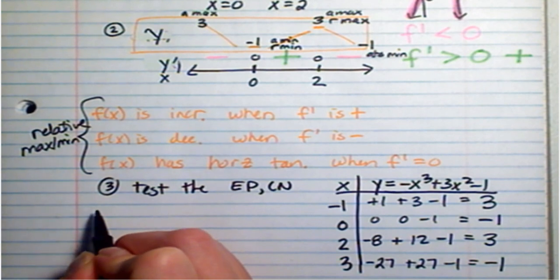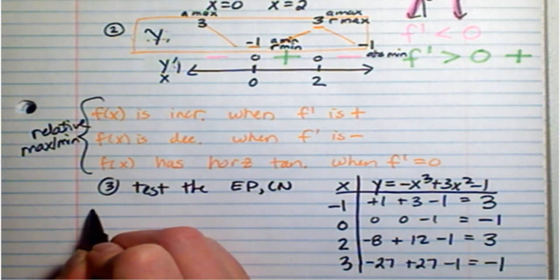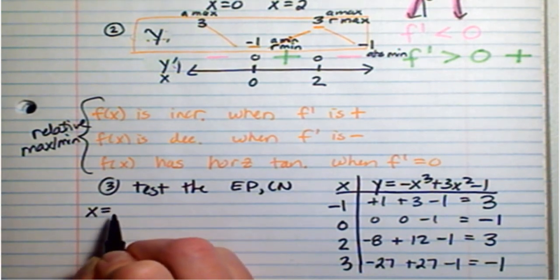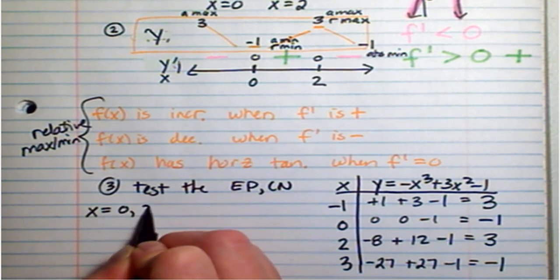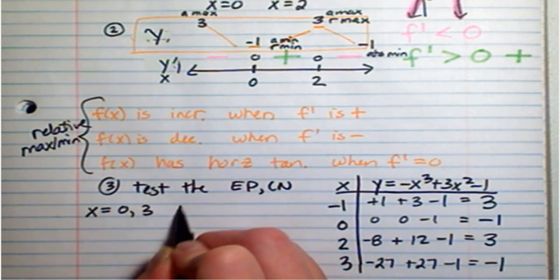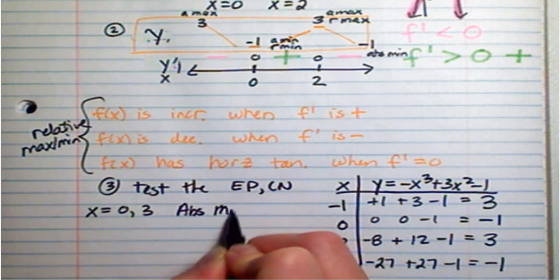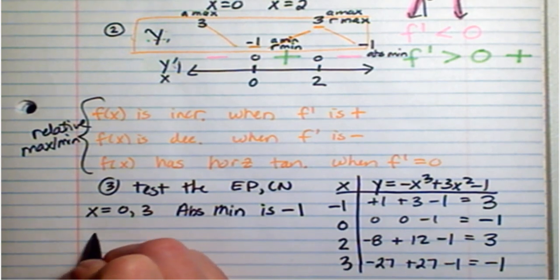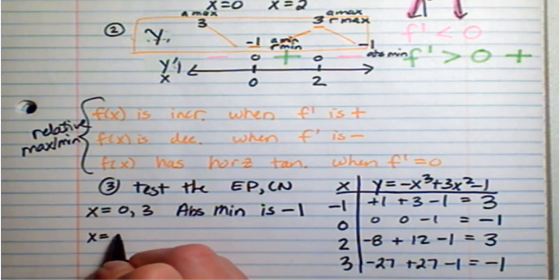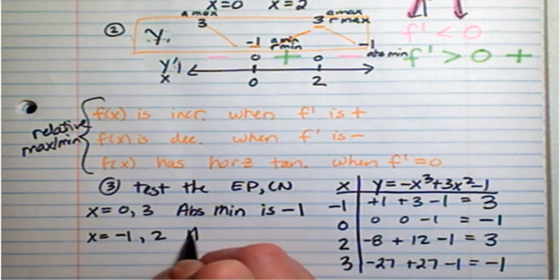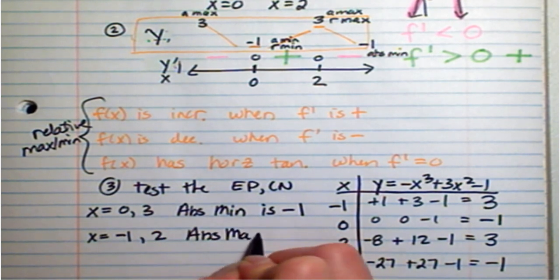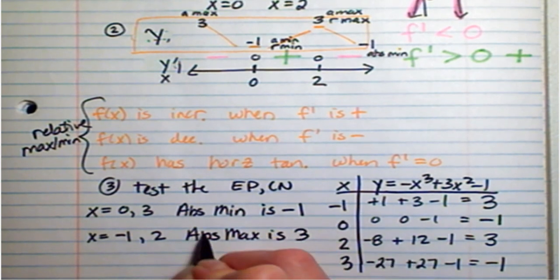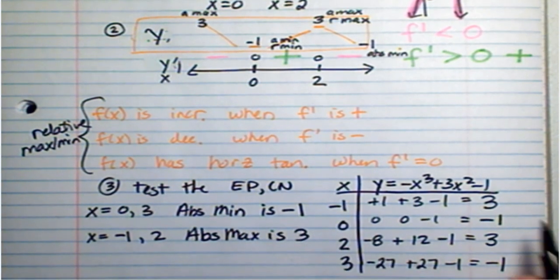All right, so let's write our conclusion statement. X equals 0 and 3. Okay. Absolute min is -1. Okay, and x equals -1 and 2. The absolute max is 3. Because look at this. It's okay to repeat the values if it's the same number.